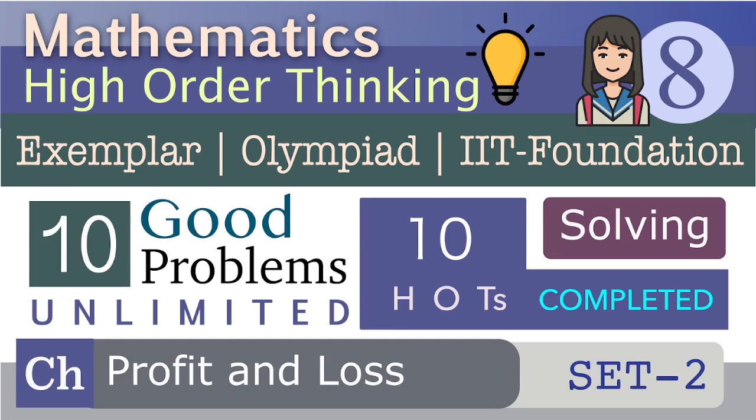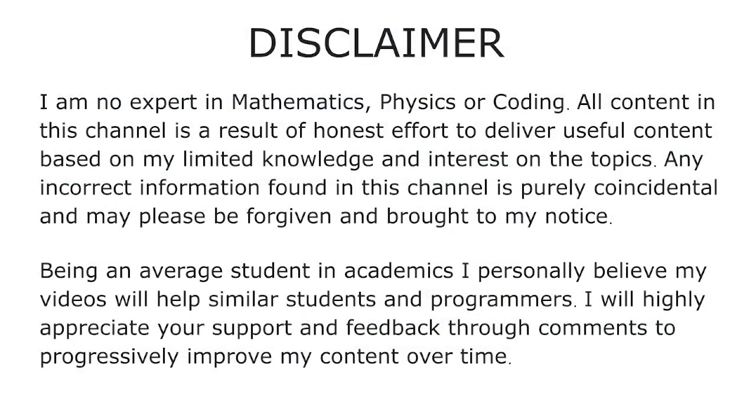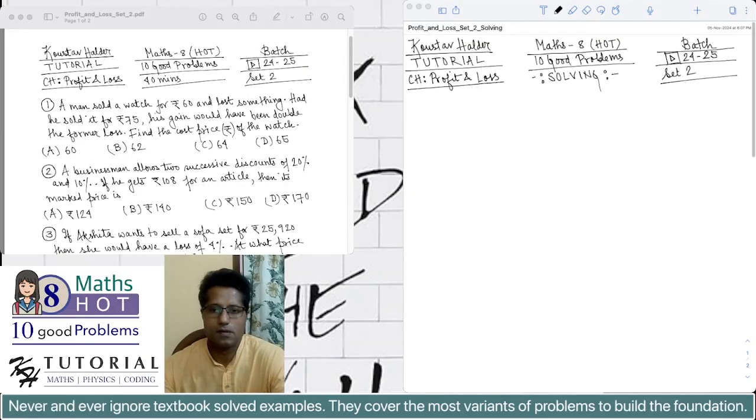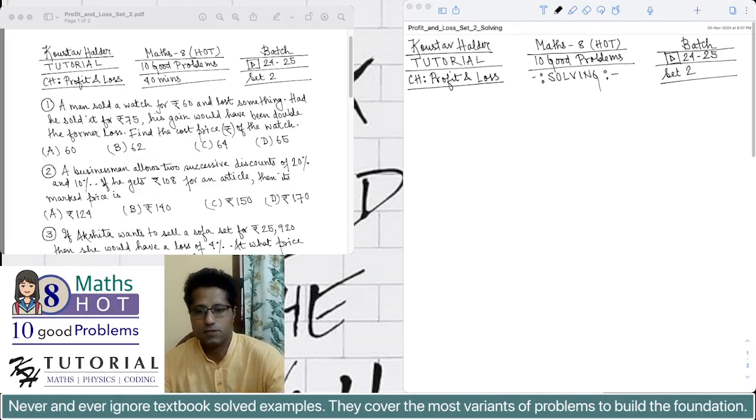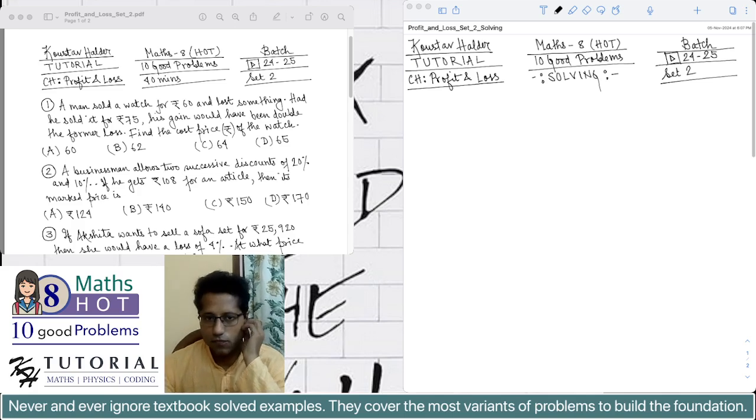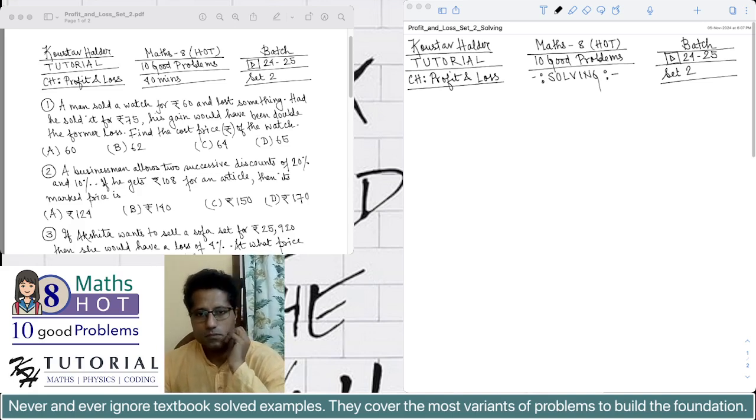Let's get started in solving 10 good problems of set 2 on the chapter of profit and loss. Okay, so I have the 10 good problems of set 2 on the left hand side, and on the right hand side, I will solve the problems. I hope the fonts of the 10 good problems are big enough so that you can see the problems and read them properly and clearly. Even though my handwriting is not good, I hope it is readable.